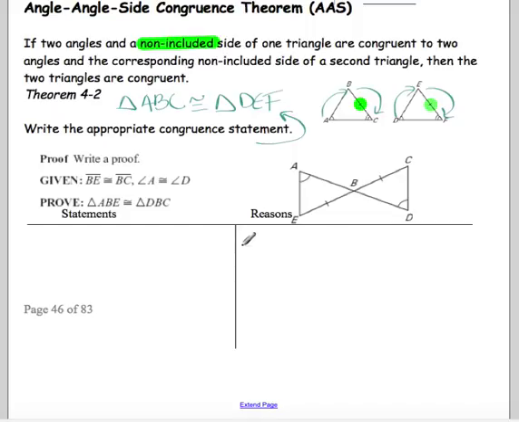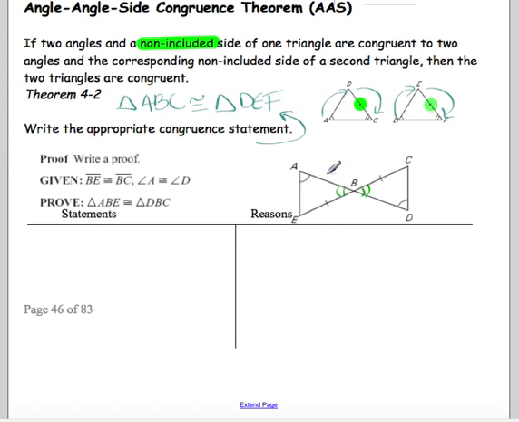Now we have our last little bit of these notes, this proof right here. We have nothing in this proof. It's totally blank, and we're going to fill it in. We are given that BE is congruent to BC. They've marked it. We've been given that A is congruent to D. They've marked it. Again, this is that bow tie picture, I like to call it. We've got our vertical angles here in the middle. We can see how we're going to have angle, angle, side.